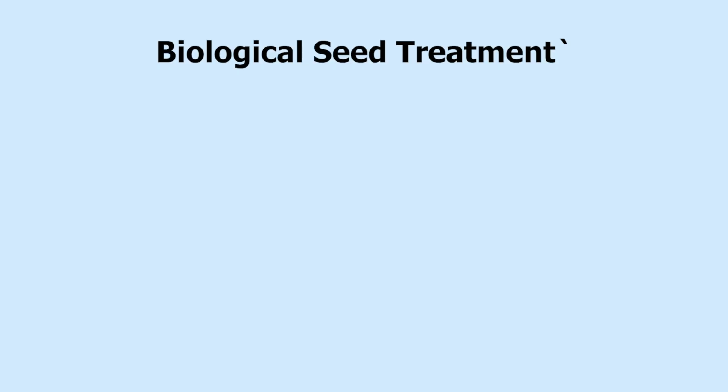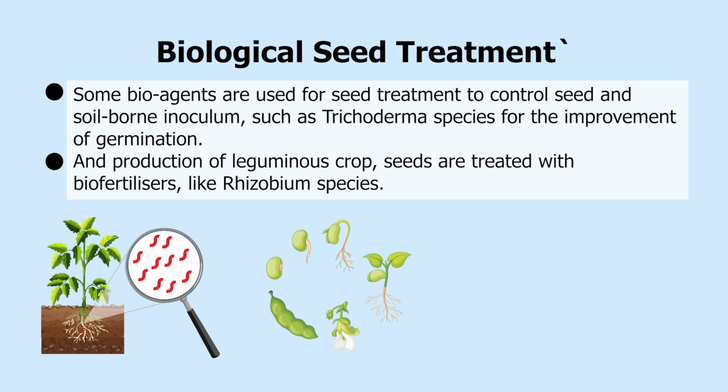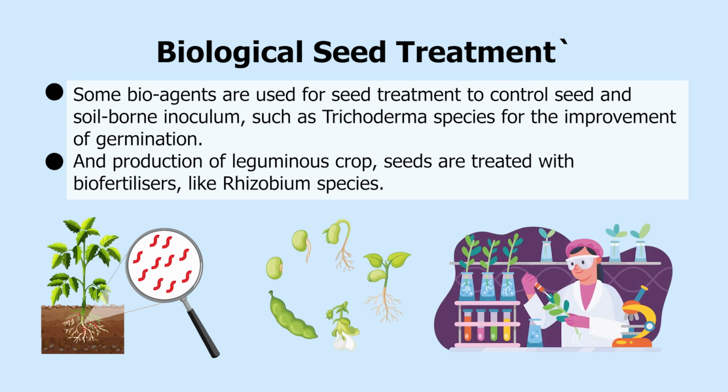Third and last one is biological seed treatments. Some bioagents are used for seed treatment to control seed and soil-borne inocula, such as Trichoderma species for the improvement of germination and production of legume crops. Seeds are treated with biofertilizer like Rhizobium species.